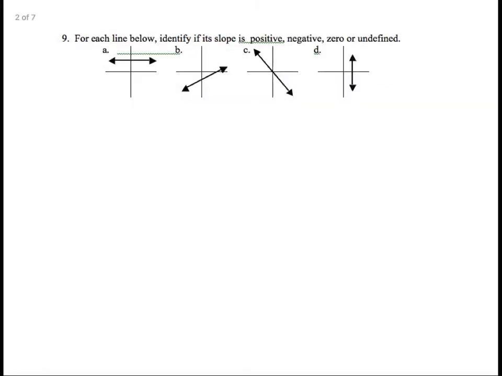For each line below, identify if its slope is positive, negative, 0, or undefined. So when I look at A, it's a flat line. I know like if I'm skiing, I'm not going anywhere. That is a slope of 0.